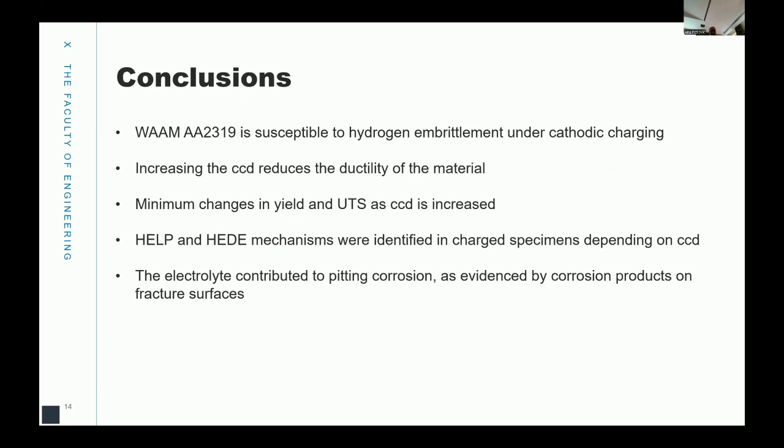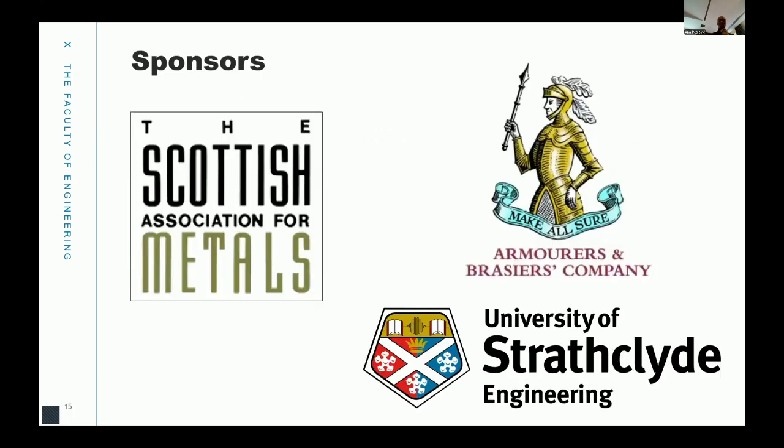In conclusion, additively manufactured aluminum alloy is susceptible to hydrogen embrittlement, and increasing the charging current density reduces the ductility of this material. Also, there were minimal changes in the yield and the UTS of this material, and hydrogen enhanced decohesion was identified. And lastly, the pitting corrosion, which I've mentioned.